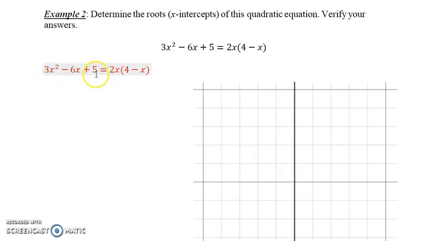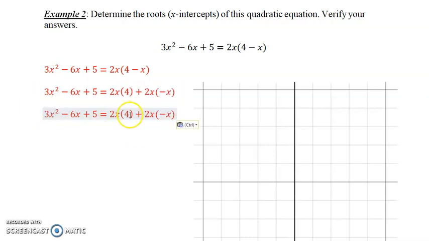All right? So the first thing to do is the distributive property here. And then we'll collect like terms. So the first step would be to multiply the 2x by 4 and the 2x by negative x. Step number 2, actually multiply them. 2x times 4 is 8x, and 2x times negative x is negative 2x squared.